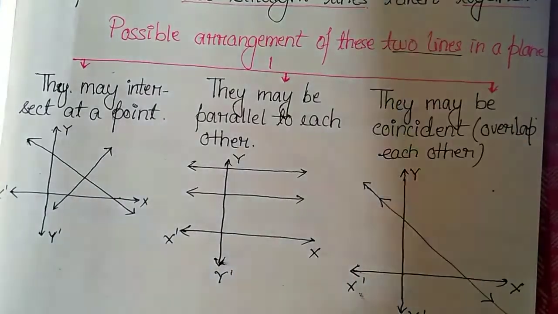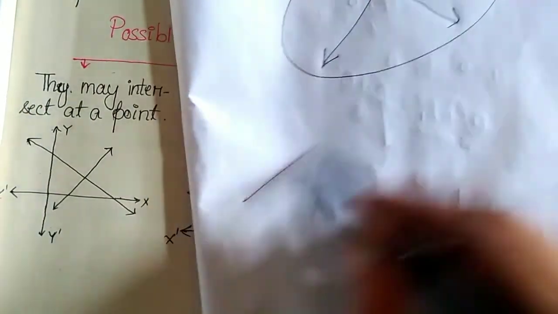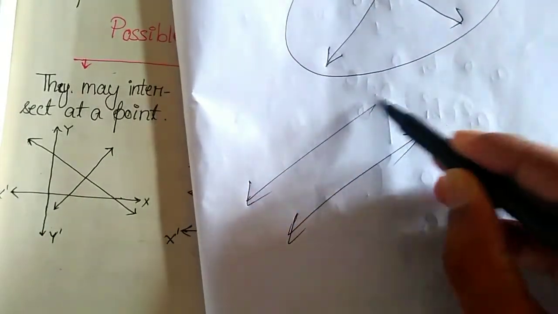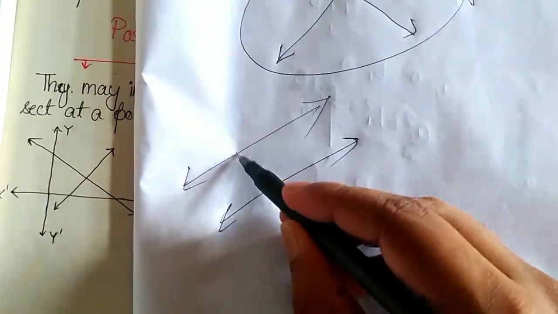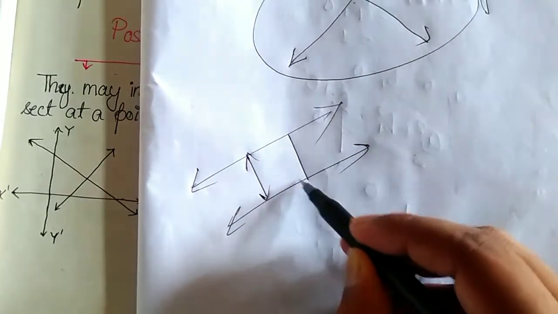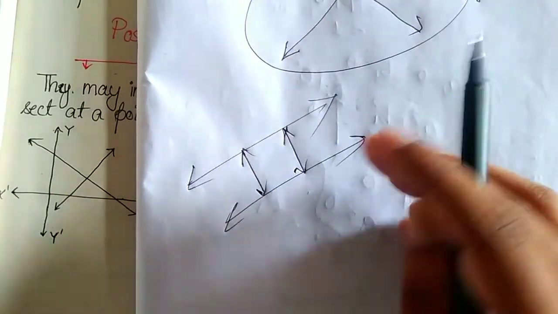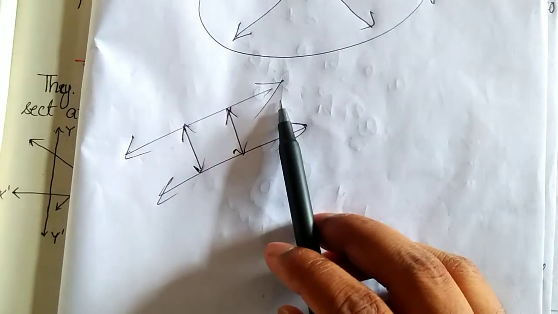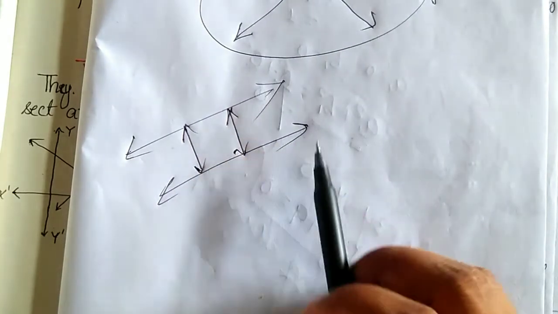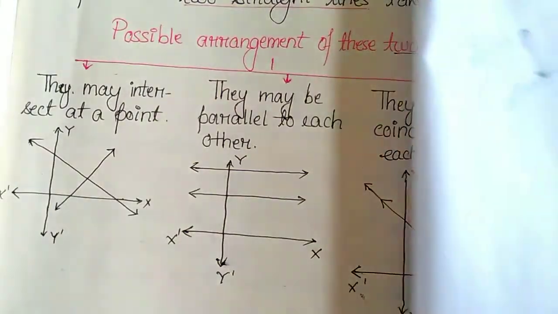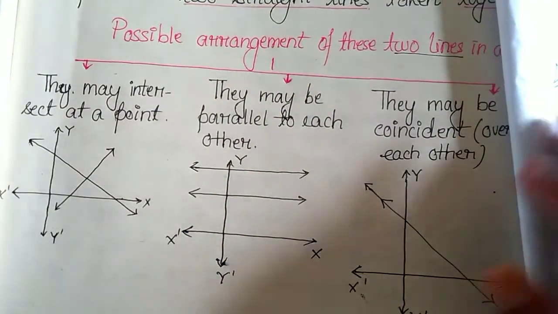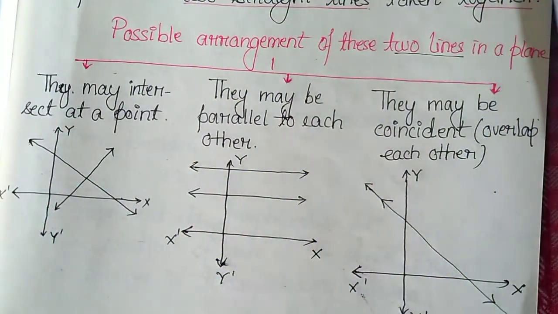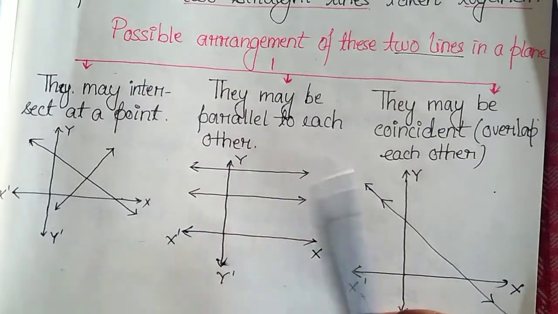In another situation, the two lines might be parallel to each other. Okay, what do you mean by parallel lines? That means they maintain a fixed distance from each other. They are never going to intersect each other. So this is the meaning of parallel lines. So in the second situation, the two linear equations may represent two lines which are parallel to each other.